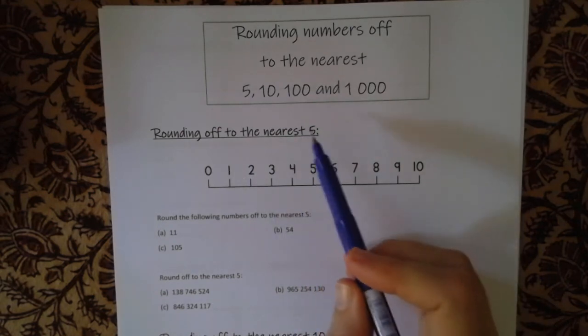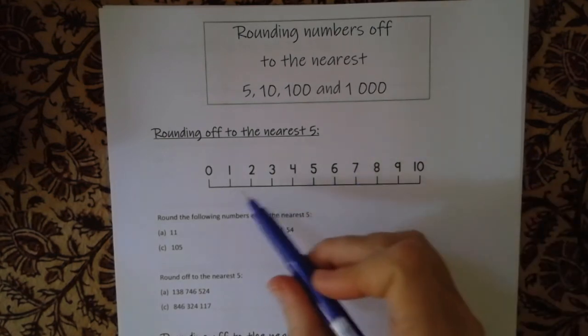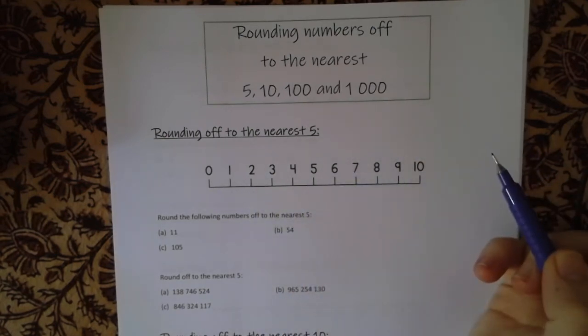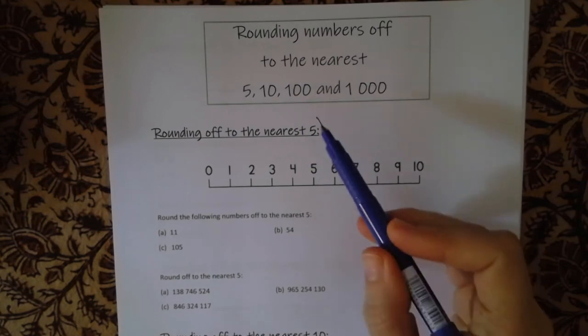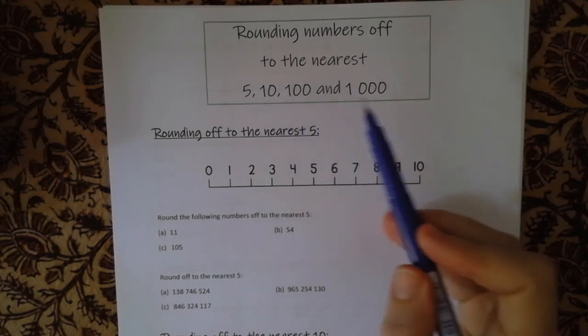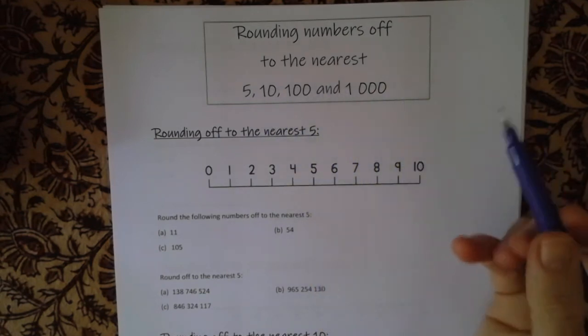So we're going to start with rounding off to the nearest 5, and I normally tell the children that they must draw this number line when they get to these questions, because there's a difference between rounding off to the nearest 5 and rounding off to 10, 100 and 1000. So it's separated from these round numbers.